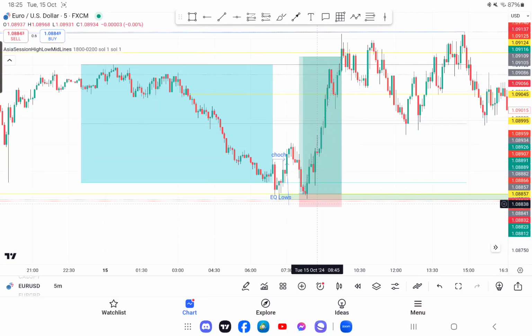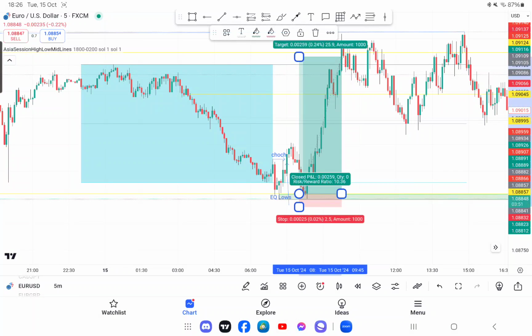Again, just to reiterate, the important thing is major imbalance fill, change of character, mitigation, then it goes off and does its thing to its target. 1 to 10, nice and straightforward, easy enough. So I'll move on to the US30.